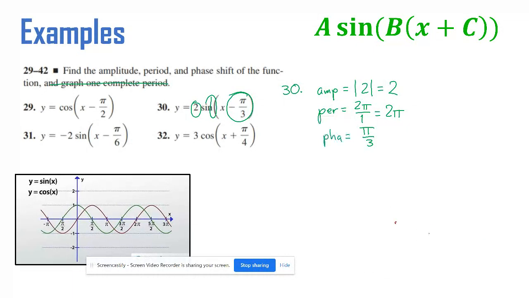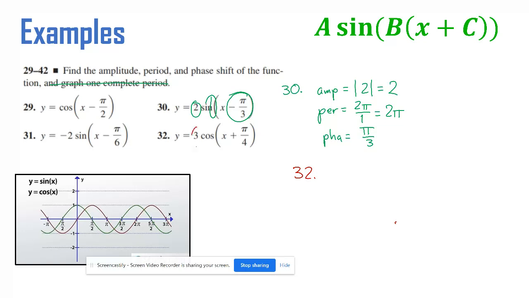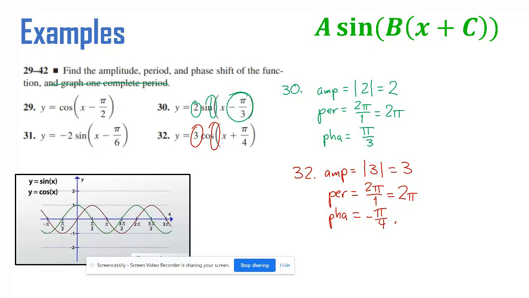Let's go ahead and do number 32 also. So our amplitude on number 32 is just going to be the absolute value of 3. And maybe I should have found some trickier examples. These are all pretty straightforward. Your period is going to be the exact same thing it is on 30. Your coefficient is a 1. You don't have anything you're multiplying your variable by. So it's 2 pi over 1, which is just 2 pi. And then your phase shift, you have a plus pi over 4, so it's going to become a negative pi over 4. It would shift pi over 4 to the left.